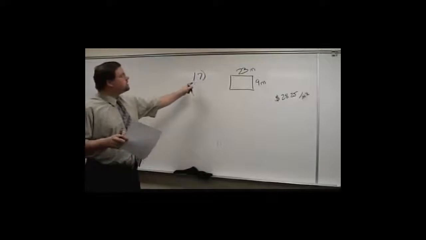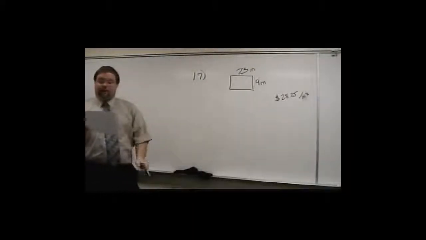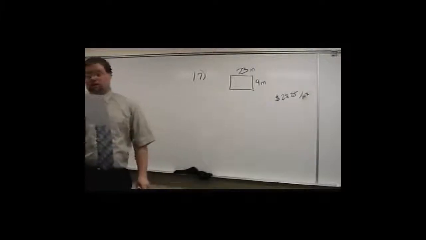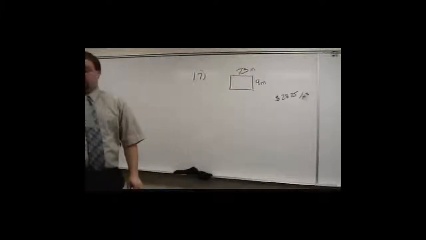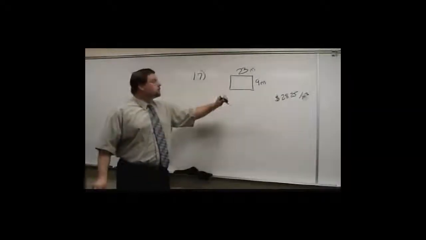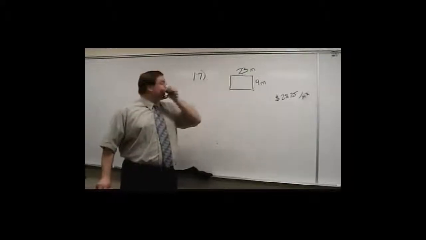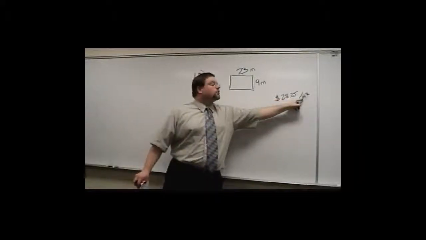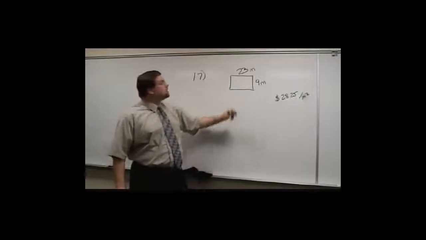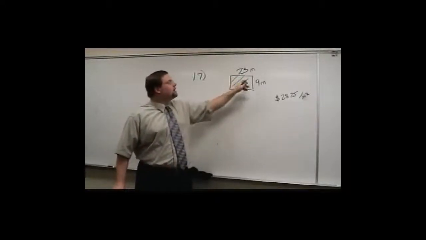All right, so this is number 17. The problem says how much will it cost to carpet a rectangular room measuring 9 meters by 23 meters if the carpeting costs $28.25 per square meter. So the first thing I did was I drew myself a diagram of a rectangle. Okay, so it says per square meter, which means they want me to find area. Besides, the carpet does not go around; the carpet goes inside. Anything that goes inside is area.